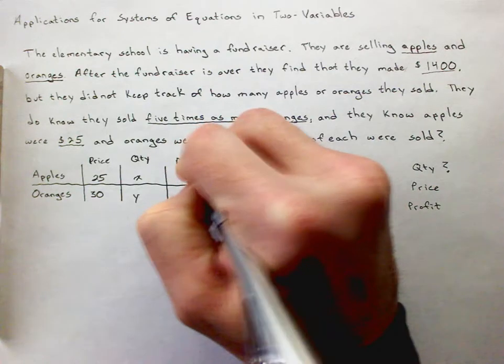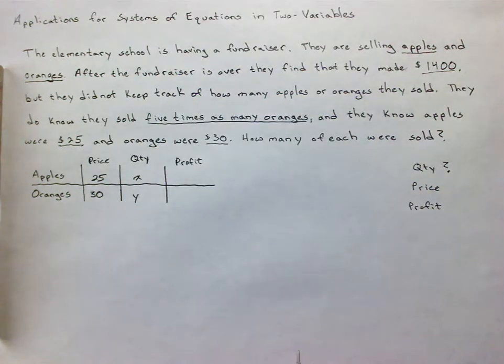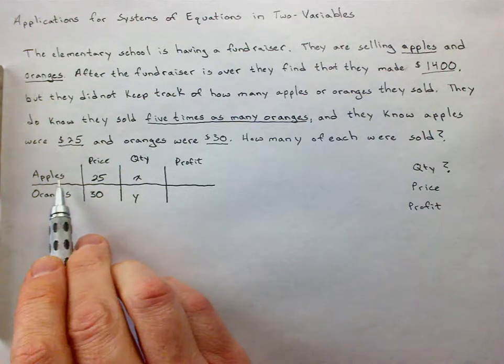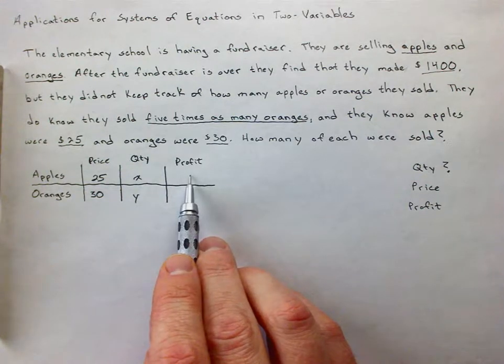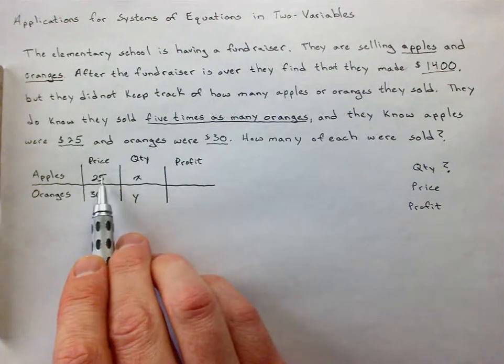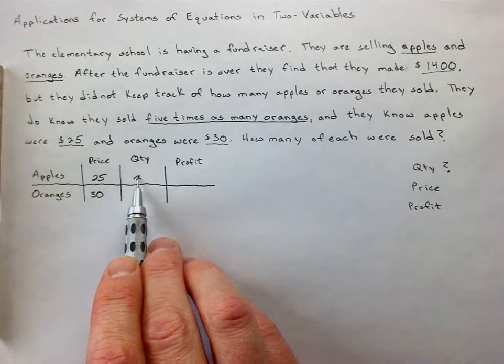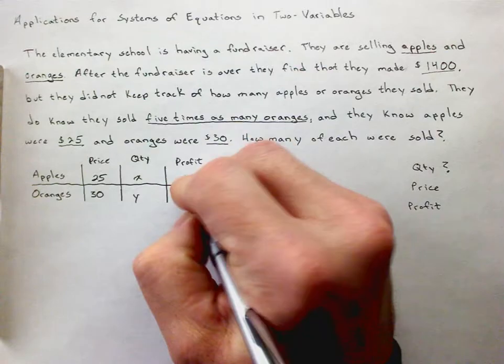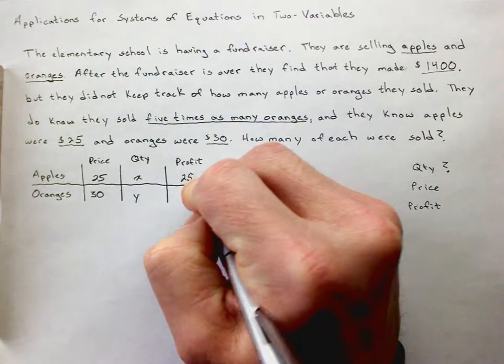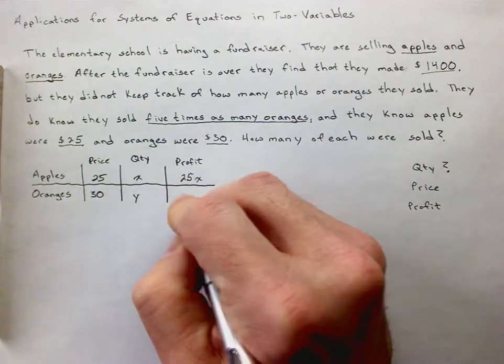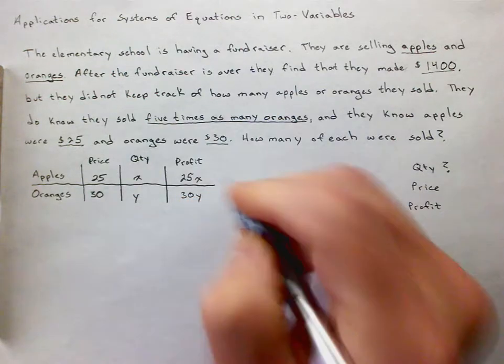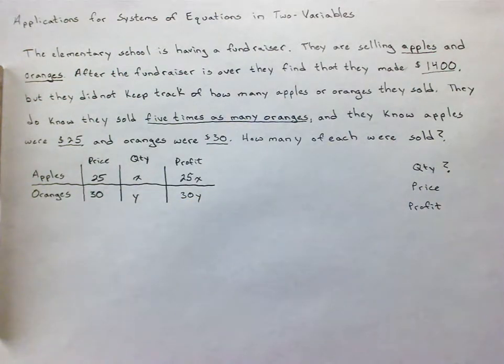And then my profit. Well, my profit is simply for apples. What was my profit for apples? Well, if each bag of apples cost $25, it would be times how many bags of apples I sold. So 25x and 30y. So let's set up our system of equations.